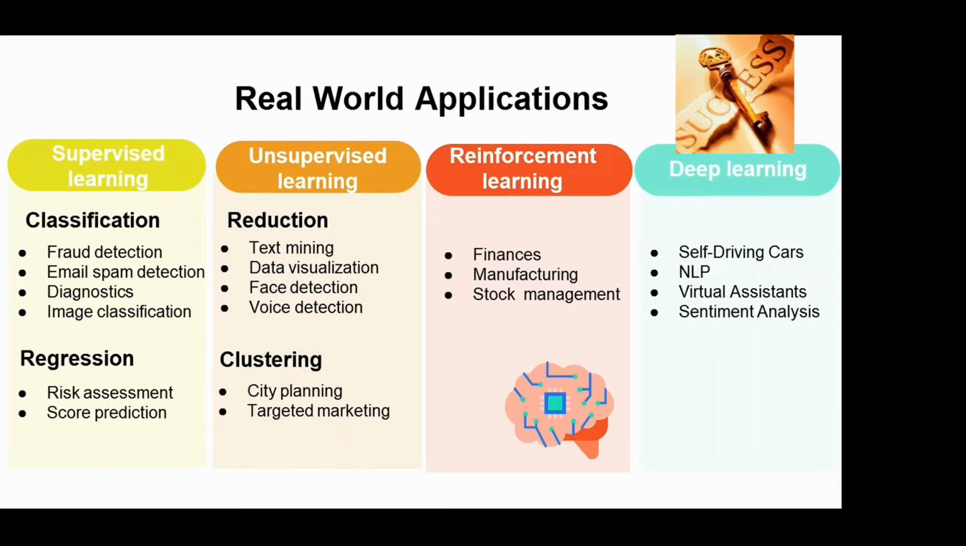Then the second type is unsupervised learning, which, as we discussed previously, is used for dimension reduction, where the most important features are extracted so that it is computationally efficient and takes less memory. The applications of unsupervised learning are finding cluster heads, city planning, face detection, text mining, and other fields.